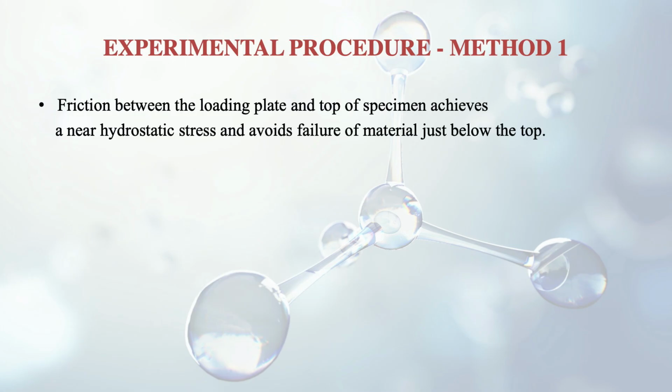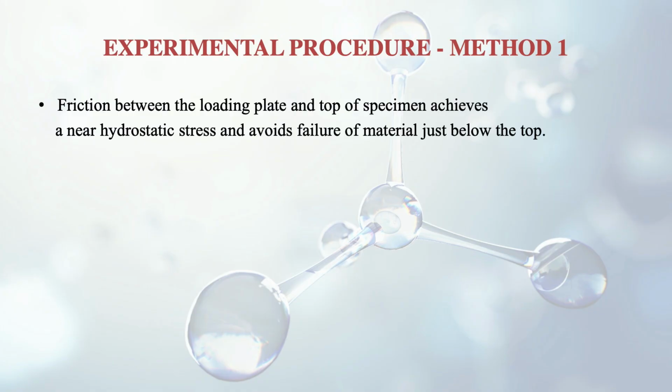As we talked earlier about the friction between the loading plate and the top of the specimen, this friction achieves a near hydrostatic stress. Hydrostatic stress, also known as volumetric stress, is a component of stress which has only uniaxial stresses and there is no shear component. So there is no chance of failure between the platens and the ends of the specimen as there is no shear. Meaning that this specimen will be acted upon by the compressive force from all directions. It will be equal from all directions and thus avoids failure of the material.